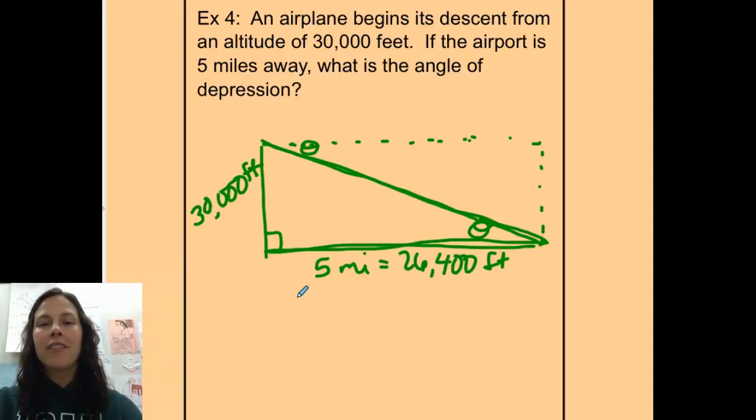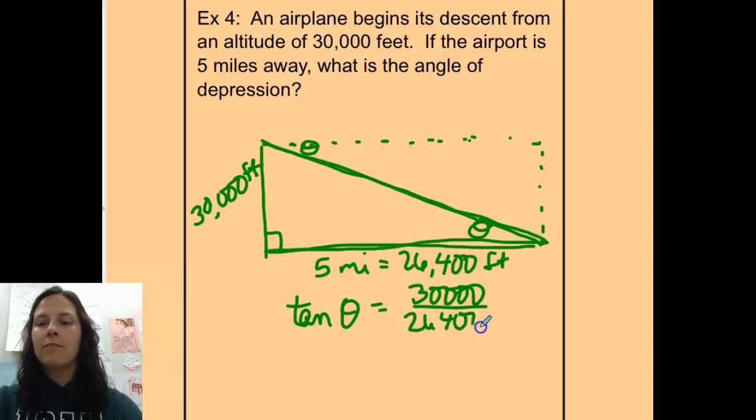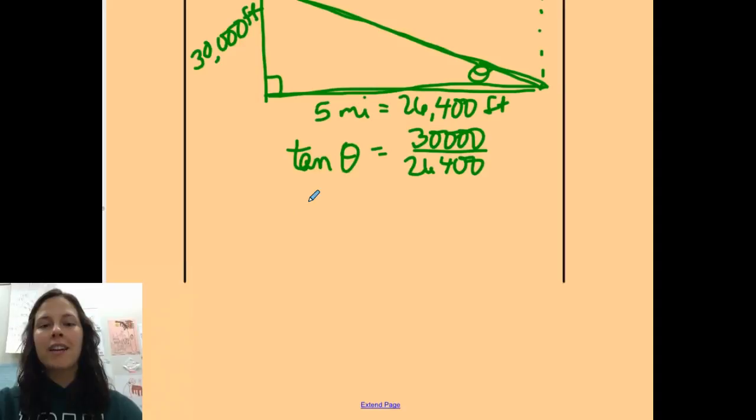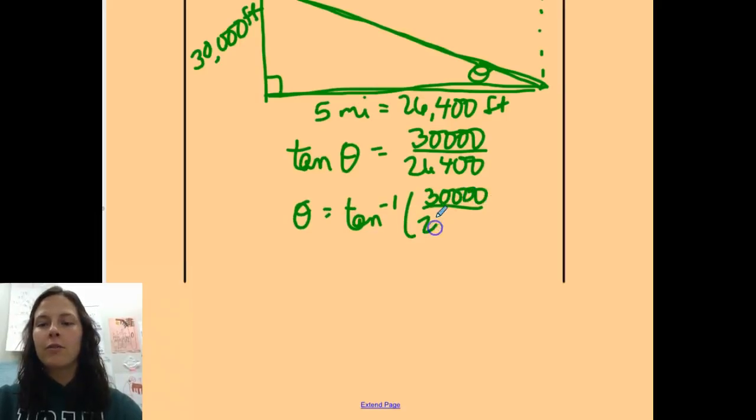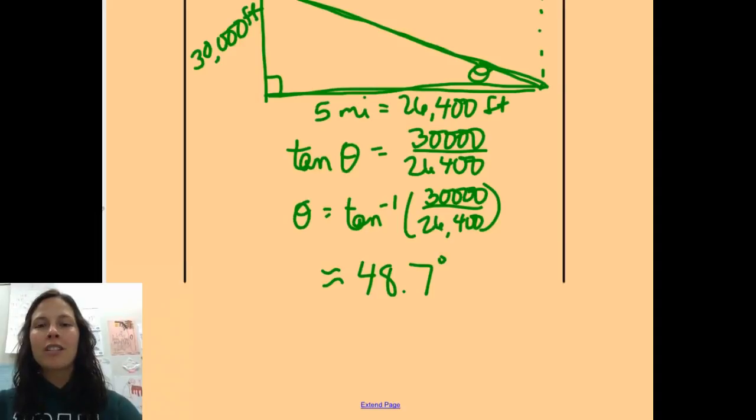Now we can solve for theta. We have the opposite and the adjacent. So tangent of theta would be 30,000 over 26,400. And when you're solving for an angle, you have to use the inverse function. So we'll take the tangent inverse of 30,000 over 26,400, again making sure you're in degree mode. And that angle of depression is about 48.7 degrees. For angles, rounding to the nearest tenth of a degree is as accurate as you need to be.